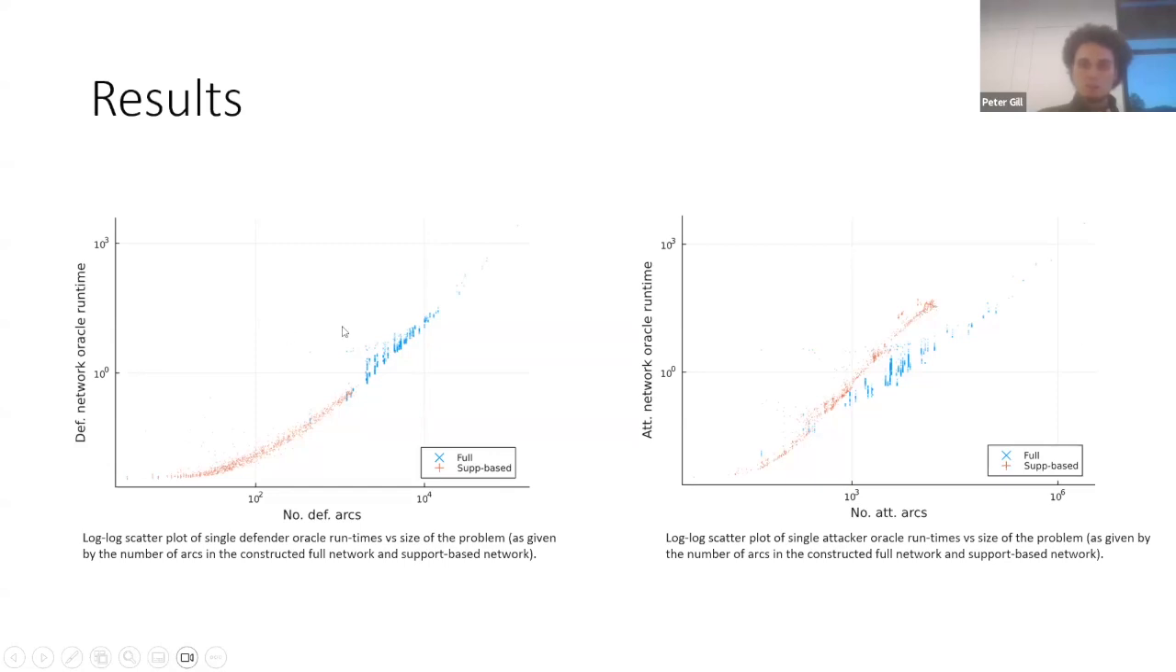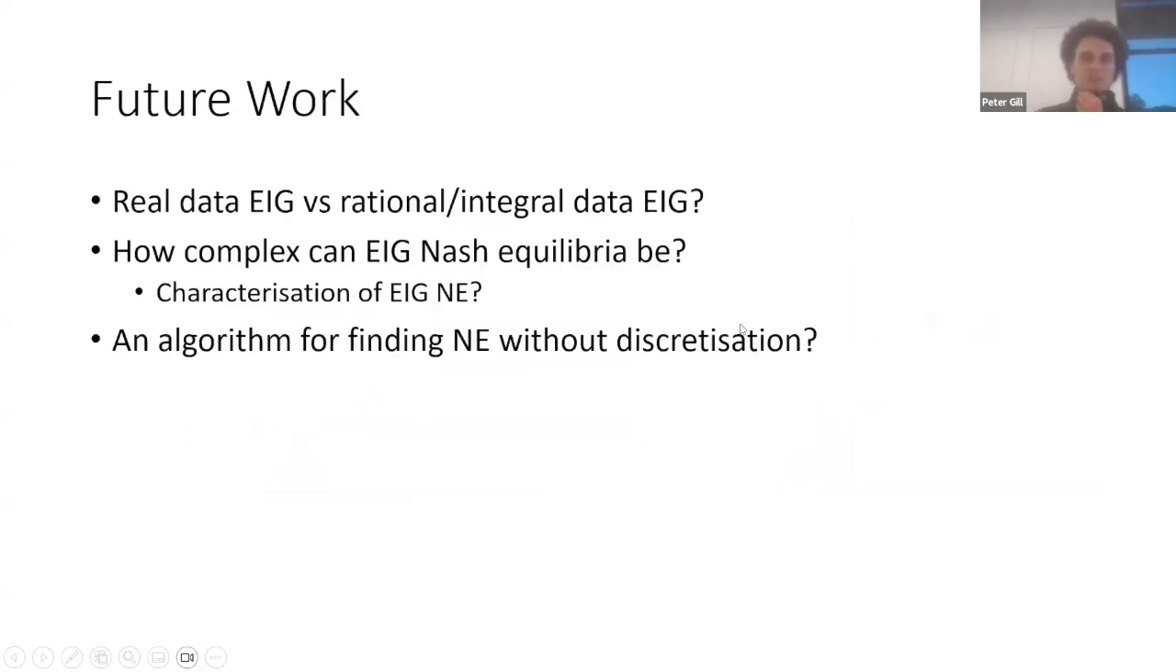And you can see, the blue bits are always mostly to the right of the orange bits. The orange bits are the support-based opportunistic arc ones, and the blue bits are the completely draw-everything networks. Yeah, it's basically done.